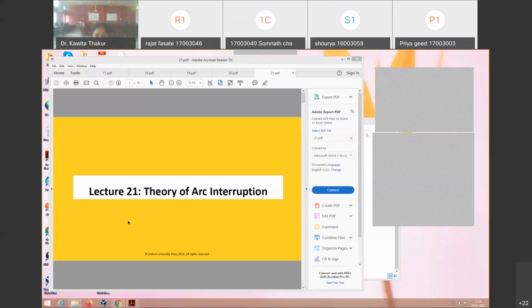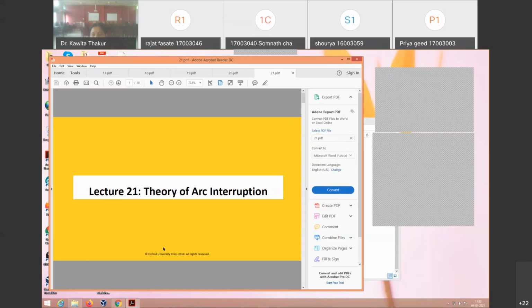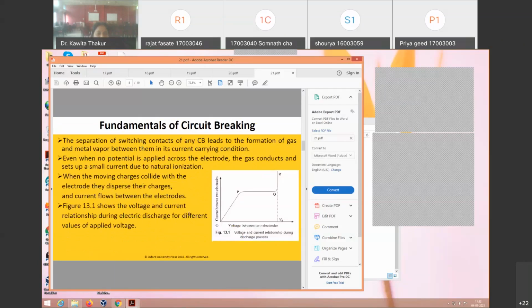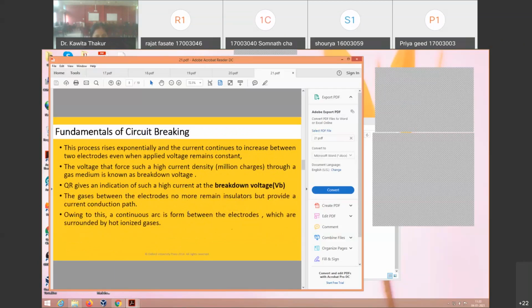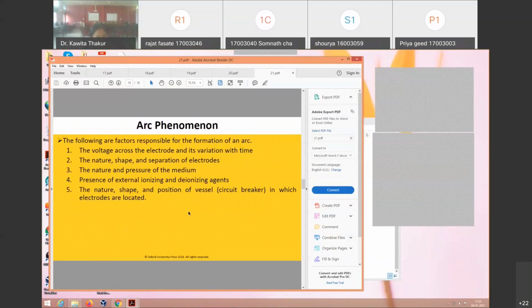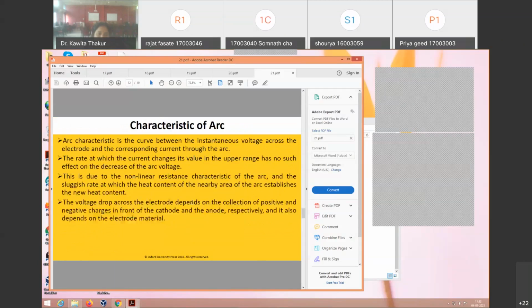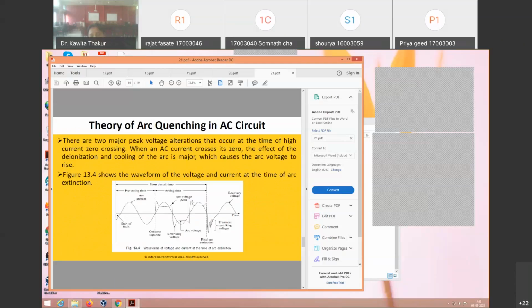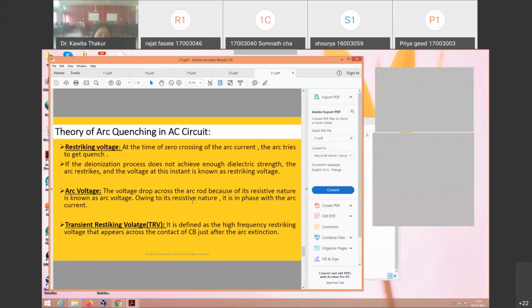Now in lecture 21, we have seen the theory of arc interruption. I will cover the theory of arc interruption. In lecture 21, we saw the fundamentals of circuit breaking, how the circuit breaker operates, and what the arcing phenomenon is. We also saw the characteristics of arc. In that, we saw these three basic definitions: what is striking voltage, what is arc voltage, and what is TRV.